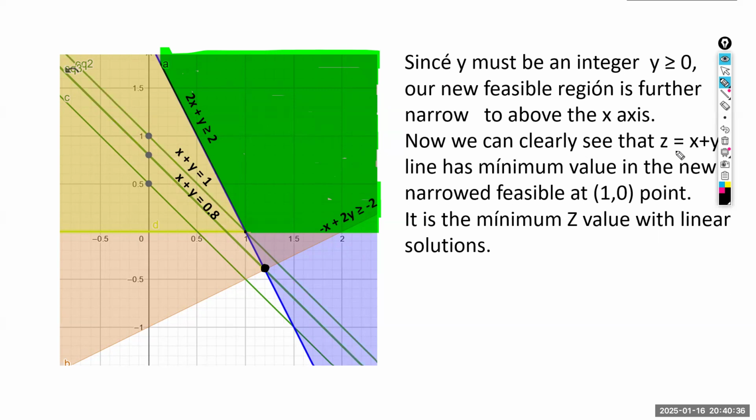Now we can clearly see that the z equals x plus y line has its minimum value in the new narrowed feasible region at 1, 0. This is where you have the new minimum value because that cuts this parallel line. Of course, you can draw any parallel line, but it is going to cut here. And it must be the minimum. Okay. So therefore, this is the best solution, but it is not integer. But this is the best integer solution after this cut. Because this is an integer solution. X is 1, y is 0.